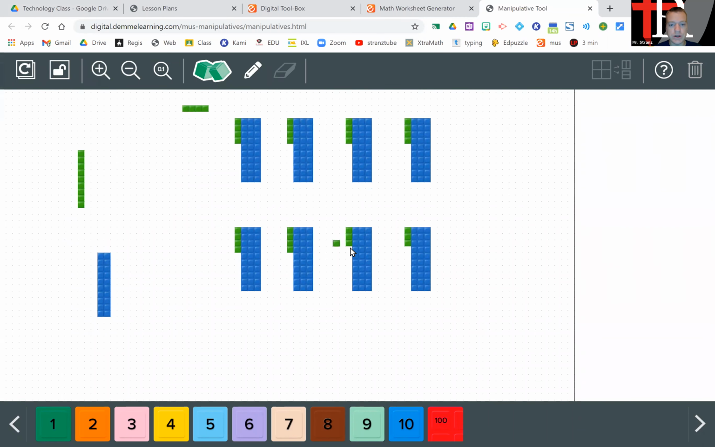So that one has 4, so I'm over here. This one has 4 now. 4. Now we're at 5. 5. 5. Almost there. We are getting there.